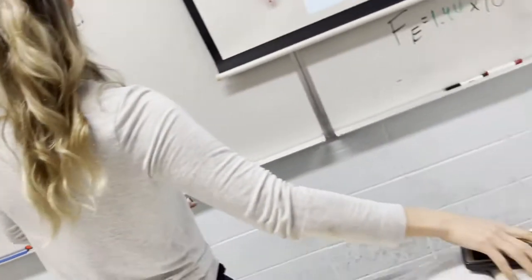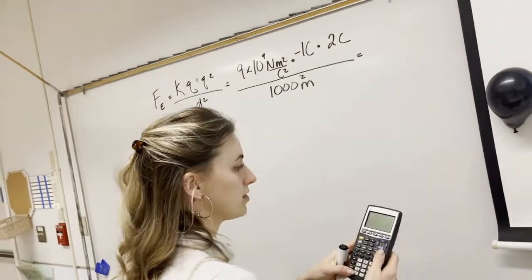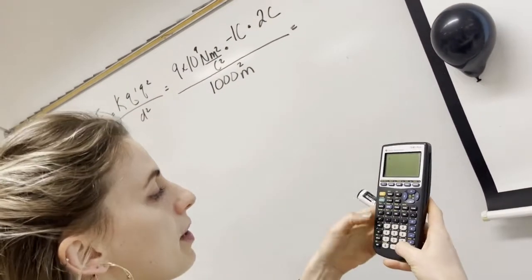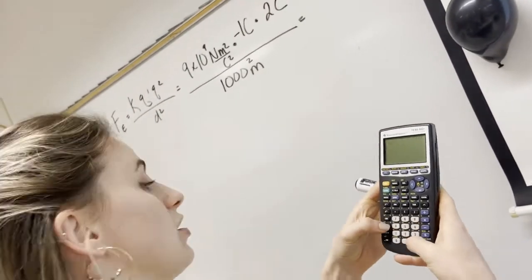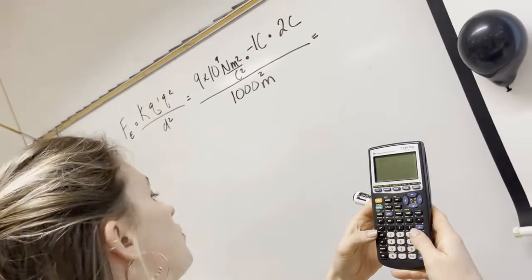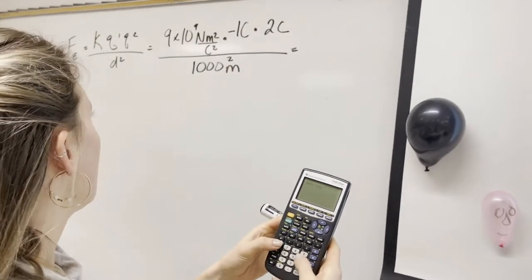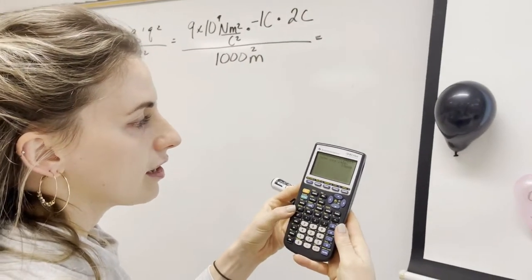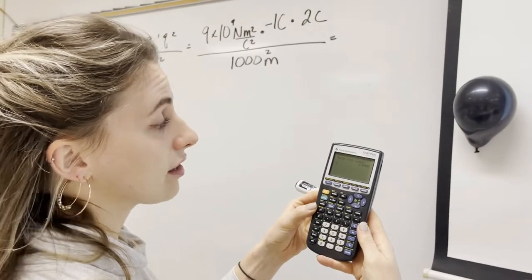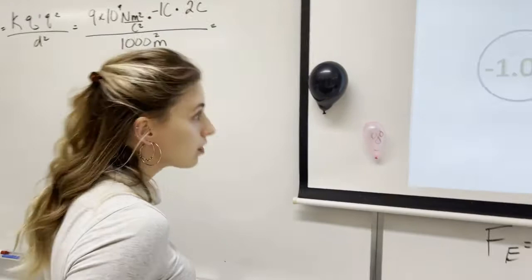When I plug this into my calculator, I'm just going to plug everything in the top, no extra parentheses are needed, and then I'm just going to divide it by the bottom. So 9 times 10, and I can use my E button, negative 1 times 2. And I just divide that all by 1,000 squared. And I get negative 18,000 newtons. That's a huge amount of force.